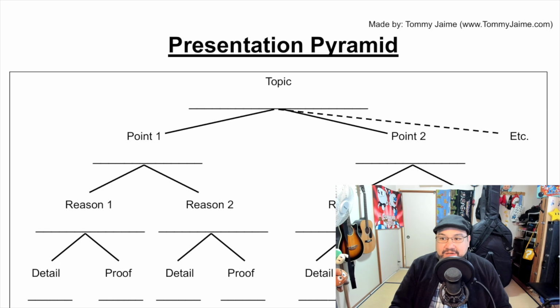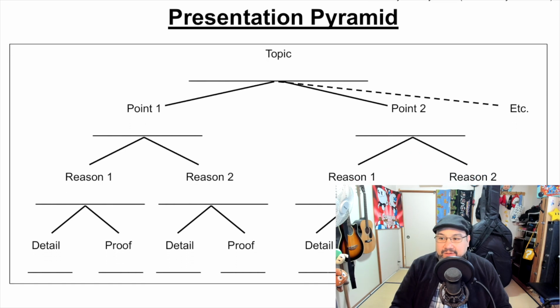So I made this sheet called presentation pyramid. Okay? So you have the topic, whatever topic you like. Then you have some points, point 1 and point 2. Then after you have point 1, put the reason 1 and reason 2. Once you have reason 1, put the detail and the proof. Some people like to learn with this type of style. If it works for you, that's good.